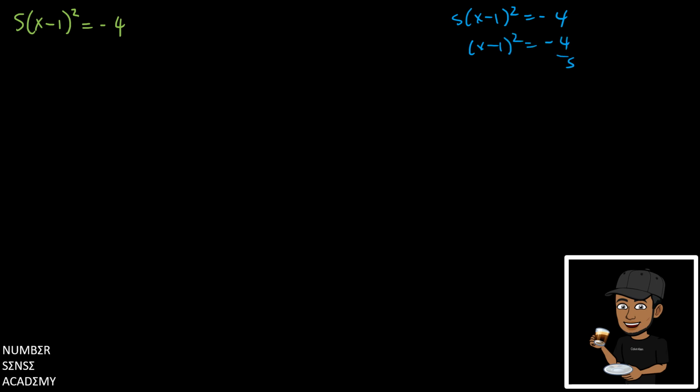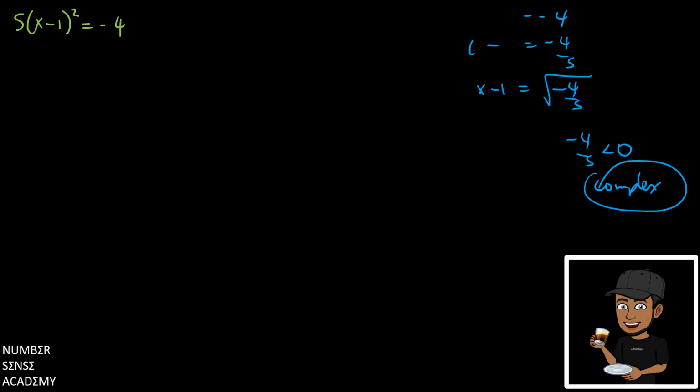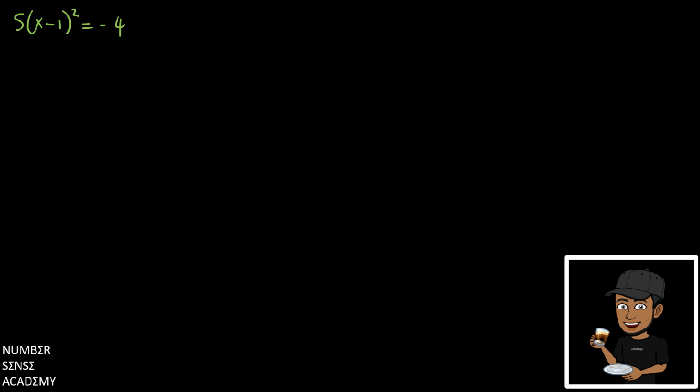And if I take the square root, I end up with x minus 1 is equal to the square root of -4/5. -4/5 is less than 0, so you cannot take the square root. So this is a complex, I should have mentioned this before, this is called a complex number, and you cannot take the square root. So that won't work. So let's just erase this and see how far we get using the quadratic formula.